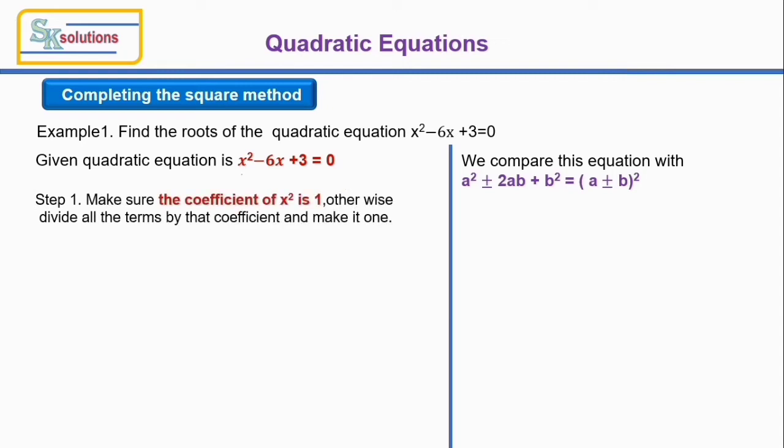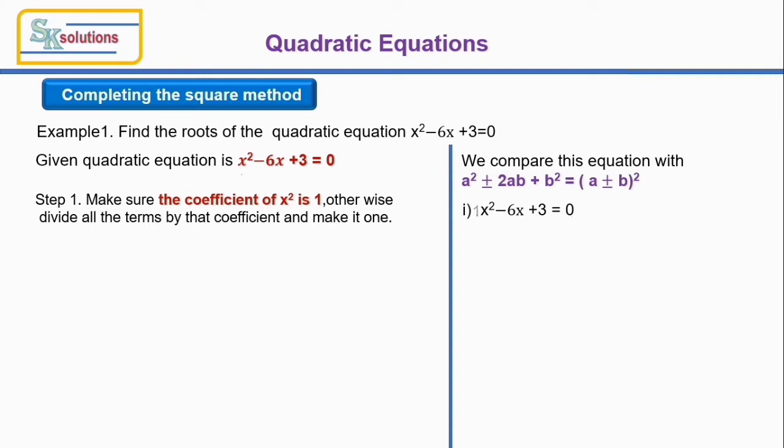I will explain it in some steps, like some rules. Make sure the coefficient of x squared is 1. First of all, we have to see the coefficient of x squared here. Yes, it is 1 in this case. If it is not 1, then we have to divide all the terms by the coefficient and then make it 1. This is the first rule. So in this question, the first rule is already satisfied. So our coefficient of x squared is 1. So we write the equation x squared minus 6x plus 3 equals 0.